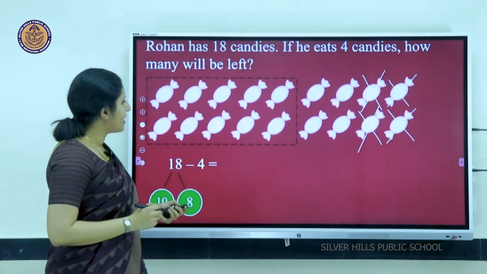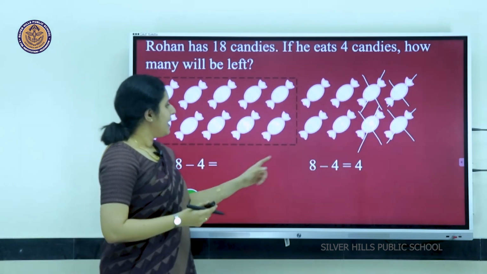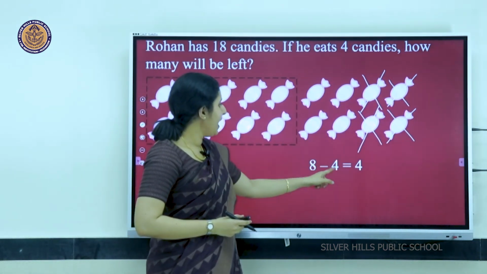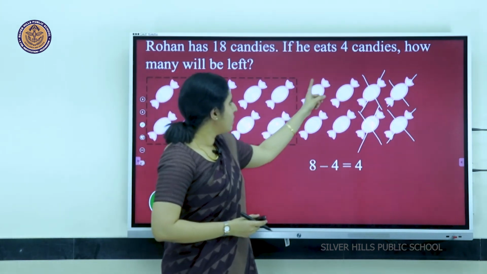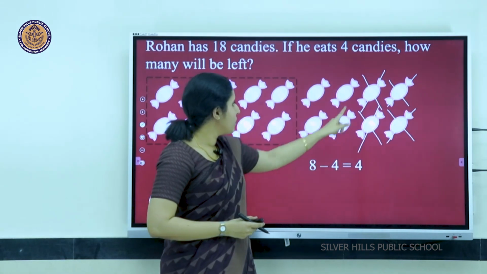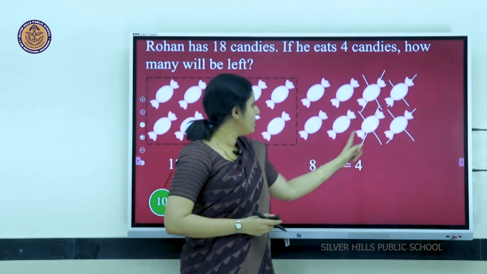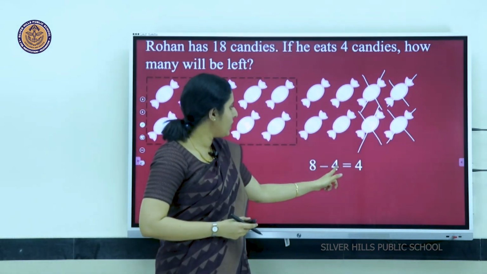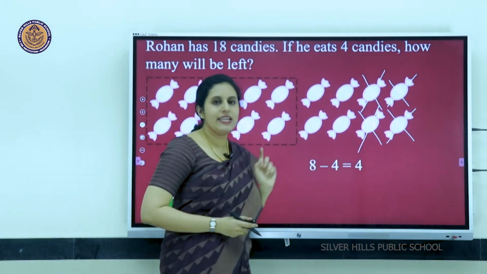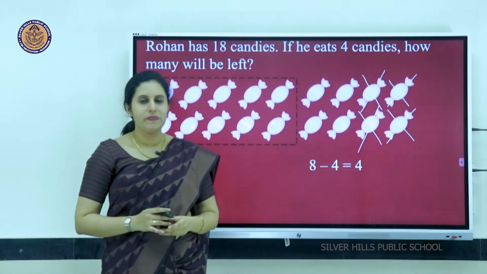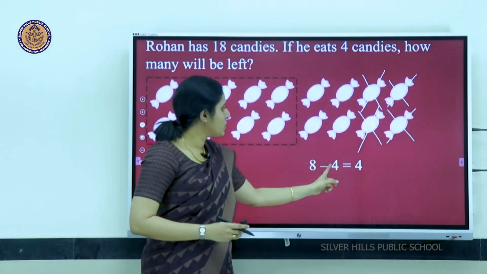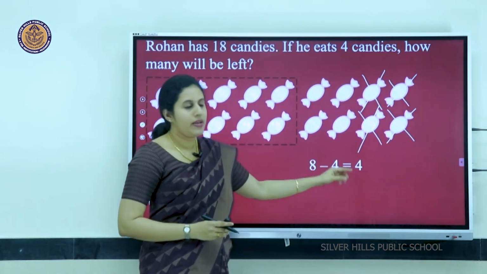Now, how do we write that? It is 8 minus 4. Why 8 minus 4? Because outside there were 8 candies and from those 4 were crossed out. So, that is why 8 minus 4. Why the answer 4? Because you are left with 4 candies, that is why 4. So, I hope this is clear why 8 minus 4 is equal to 4 came.